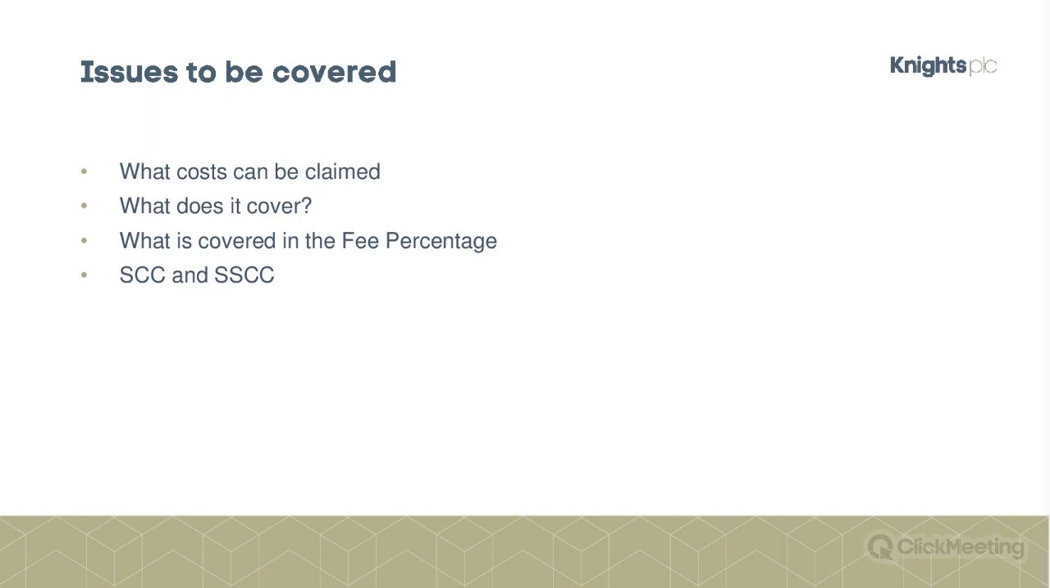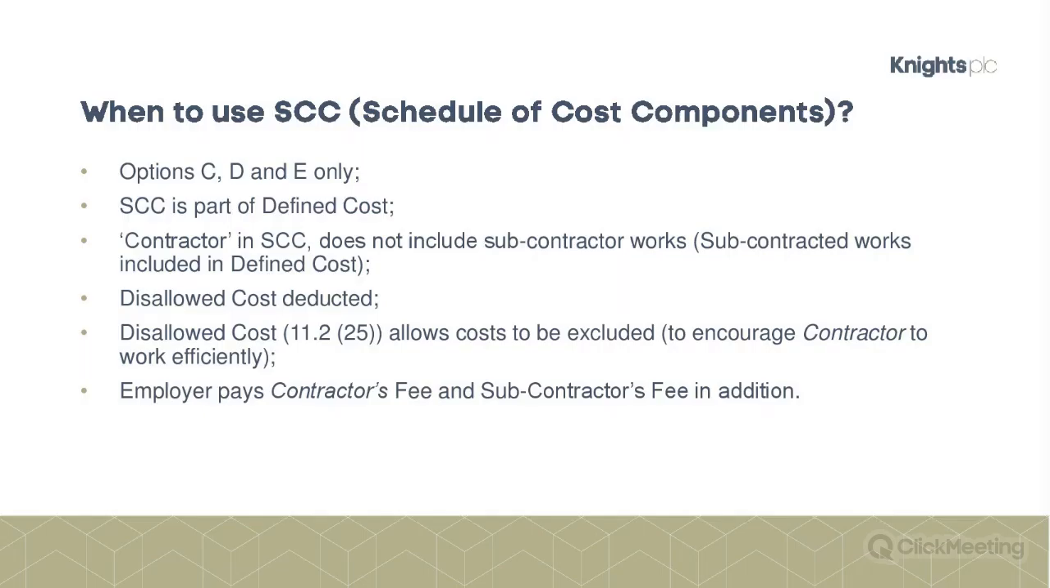Not skirt over. We're not going to deal with issues in masses of detail because it is just too big a topic. So we'll hopefully get an overview. So the issues that we're going to cover today: what costs can be claimed, what do they cover, what is covered in the fee percentage, which of course is a separate item to the schedule of cost components, and the two different types of cost components that we've got, the schedule of cost components and then the shorter schedule, which, as it says, is shorter than the ordinary schedule. So let's get going.